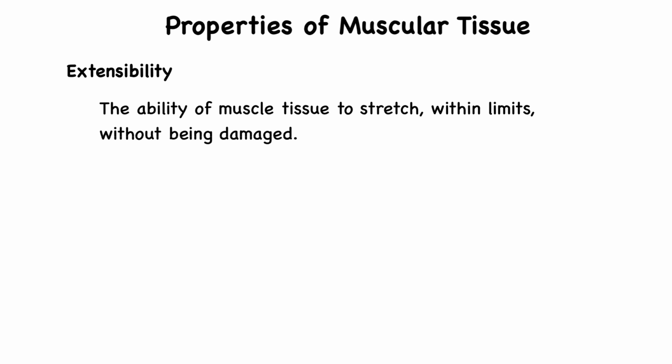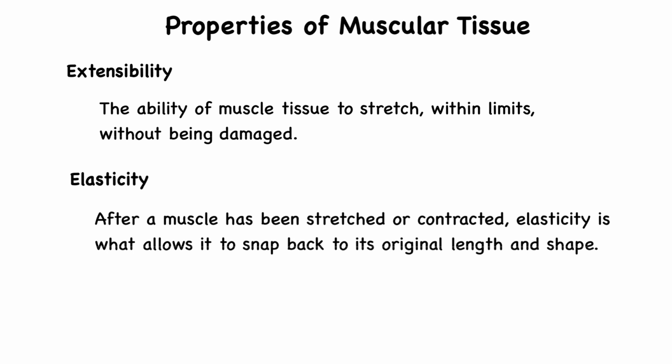And finally, we have elasticity. After a muscle has been stretched or contracted, elasticity is what allows it to snap back to its original length and shape. Think about stretching a rubber band. It lengthens when pulled, but springs back when released. Muscle tissue works in much the same way, though in a much more controlled fashion.